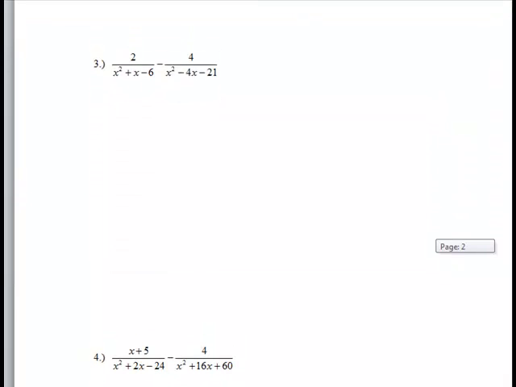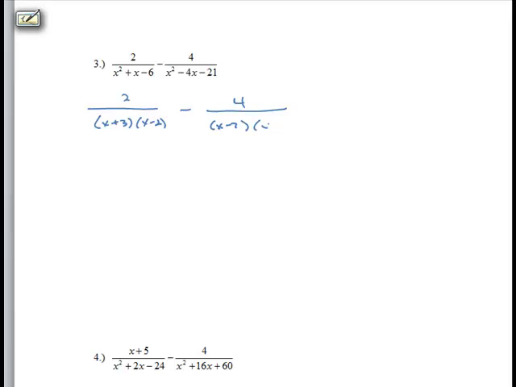Example 3, subtracting two rationals. Denominators are different, so to find the LCD, begin by factoring the denominators. The first denominator factors into x plus 3 times x minus 2. The second denominator factors into x minus 7 times x plus 3. So the LCD will be all the different or distinct factors from each denominator. So basically you automatically include the first denominator in the LCD. It's two factors, x plus 3, x minus 2.